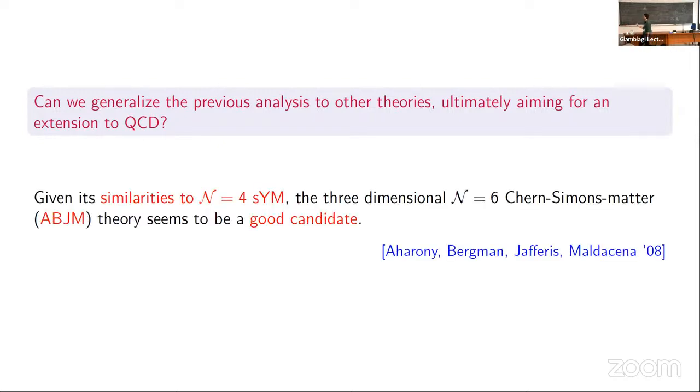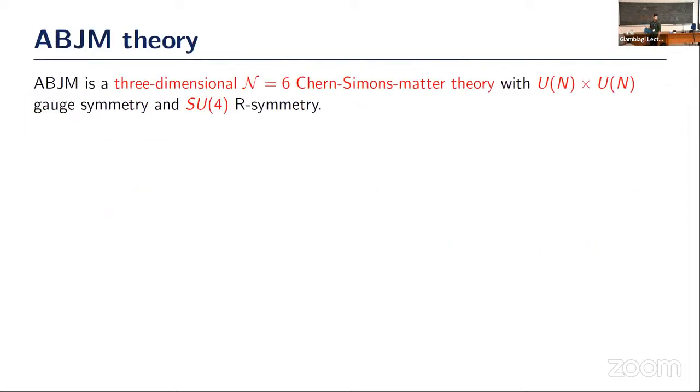So the question that we wanted to answer in our work is: can we generalize these results that I showed you before to other theories, ultimately aiming for QCD? Well, given the similarities with N=4 super Yang-Mills, the ABJM theory, that is, the three-dimensional N=6 Chern-Simons matter theory, is quite a good candidate to start this program. So let me introduce what the ABJM theory is.